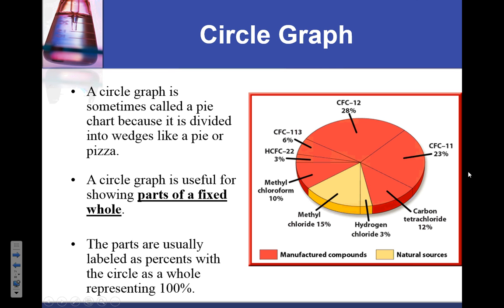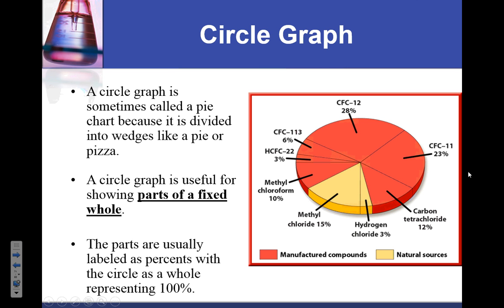A circle graph is most useful when you're showing parts of a fixed whole. We've got all these different things that add up to make a whole, and the single easiest way to look at that is a pie chart or a circle graph. It's really limited. That's about all we use it for, but it does that extremely well.